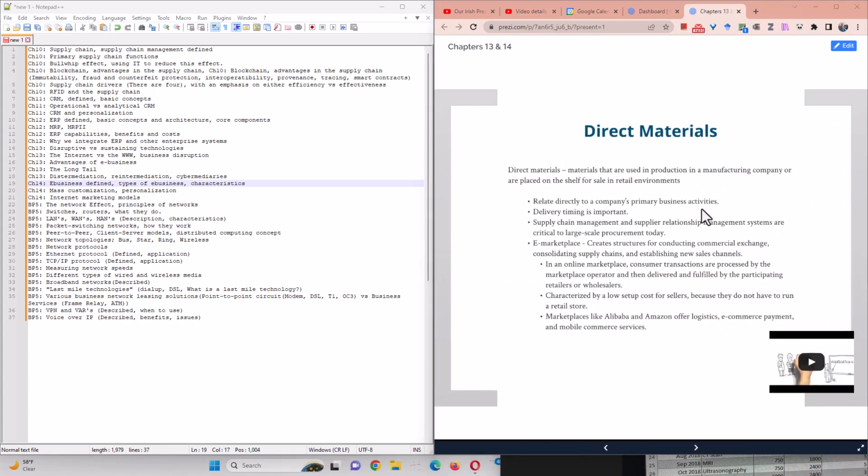Know that supply chain management and supplier relationship management systems are pretty critical to large scale procurement today. Also, there are software solutions that provide or emulate marketplaces. So, marketplaces like Alibaba and Amazon offer market spaces that bring together buyers and sellers and offer the services that are needed in order to engage in e-commerce services such as logistics, e-commerce payment systems, and mobile commerce support.